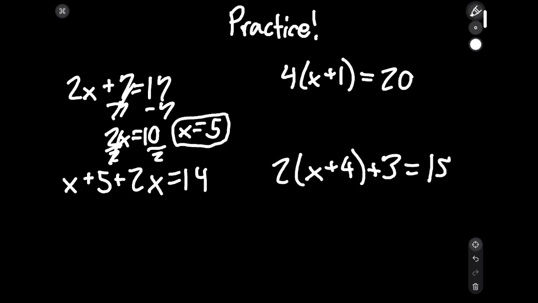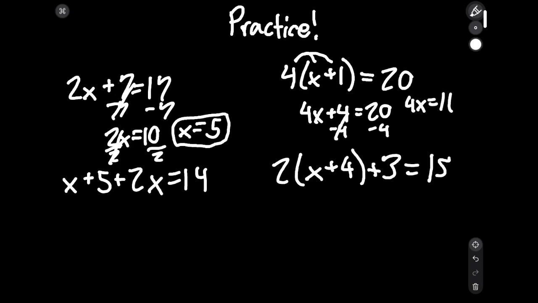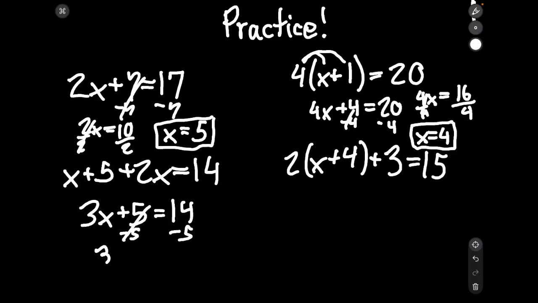For the second one, we have 4 times x plus 1 in parentheses equals 20. So we must distribute the 4 inside, so 4x, and then 4 times 1, positive 4. And then we get equals 20, subtract 4, we get 4x equals 16, divide by 4, and then we get x equals 4.